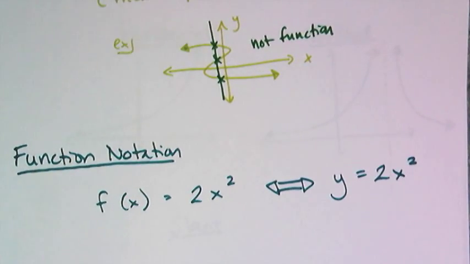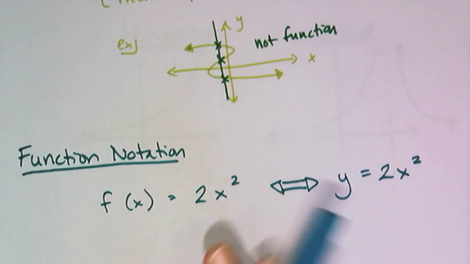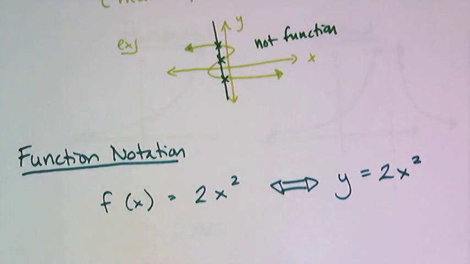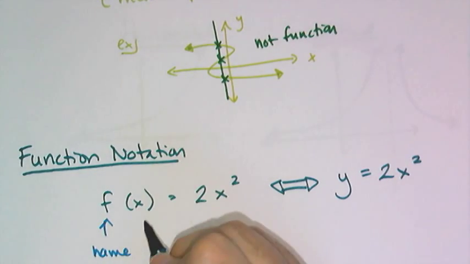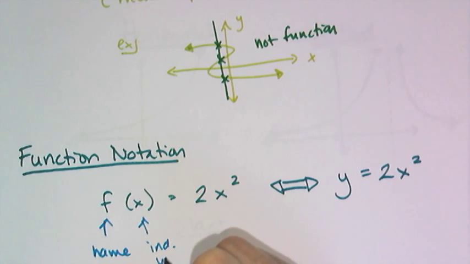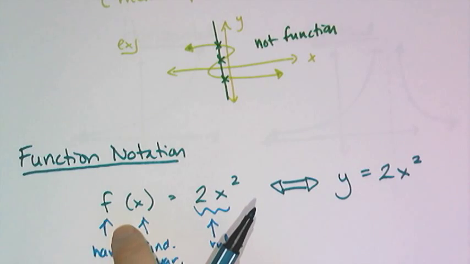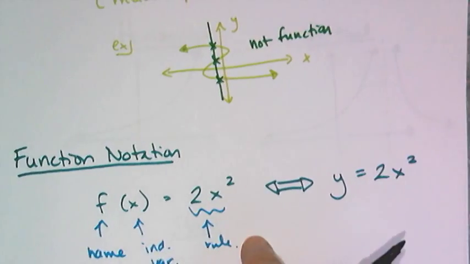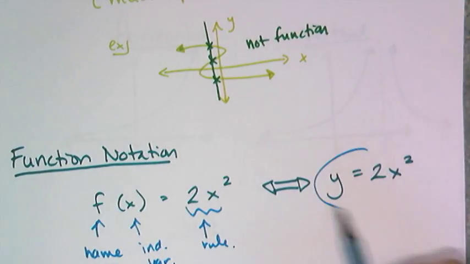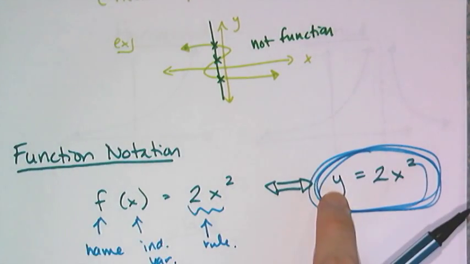Another thing we talked about with functions in Algebra 1 is function notation. Remember, we had the function name, in this case a generic f. It could be whatever letter you want. It could match the context. So this f is the name of the function. That in parentheses tells you what the independent variable is. And this is the rule for the function. So it says the function value of x is 2x squared. And remember, this means exactly the same thing as y equals 2x squared. So f of x is the same thing as y.